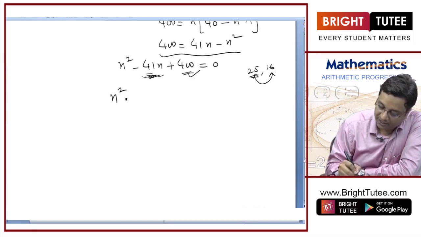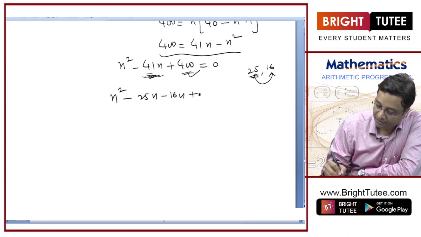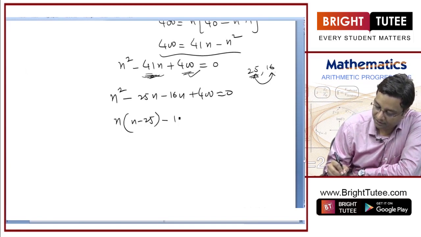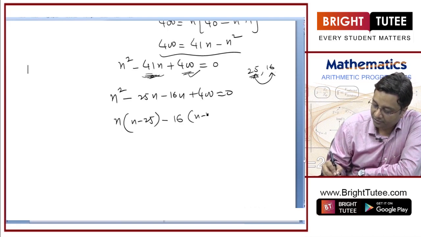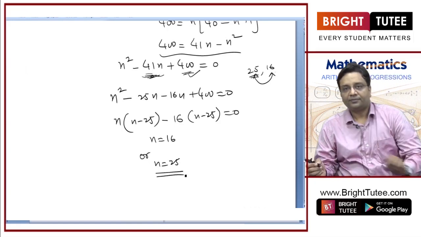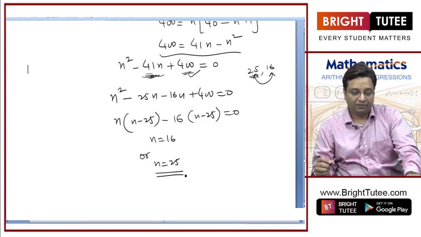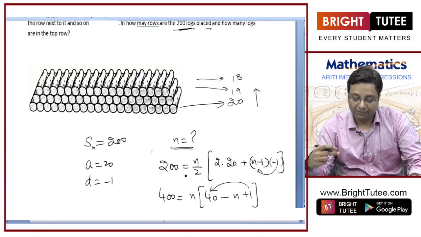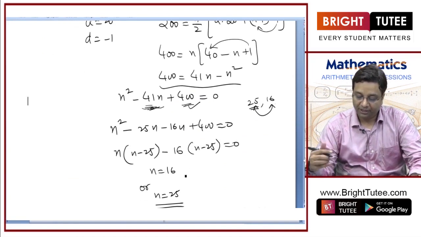So I can write it as n square minus 25n minus 16n plus 400 equal to 0. n common, n minus 25; minus 16 common, n minus 25 equal to 0. So n is equal to 16 or n is equal to 25. So I have got two answers. Why did I get two answers? Up to the 16th row, the sum will be 200.